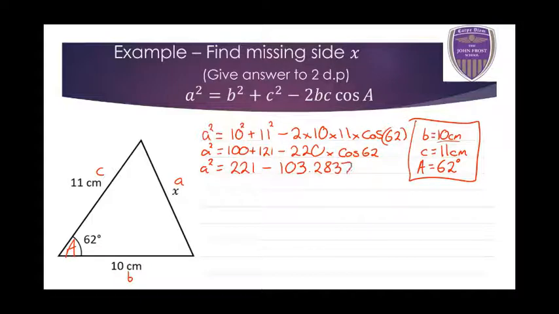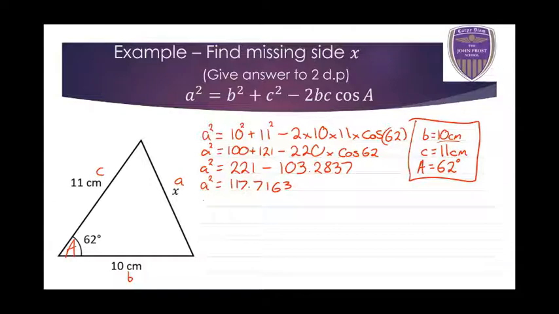So be generous with the decimal points here, okay? If you're writing out the long way, write down at least 3 or 4 decimal places to make sure it's accurate. And if we take away those from each other, 221 take away 103.2837, we are left with 117.7163, okay?